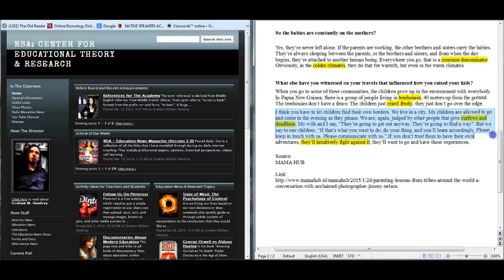Please keep in touch with us, please communicate with us. If you don't trust them to have their own adventures, they'll intuitively fight against it. They'll want to go and have those experiences. If you, as a farmer, don't want your animals to run away, then you better give them a large area, field, meadow in which to play.